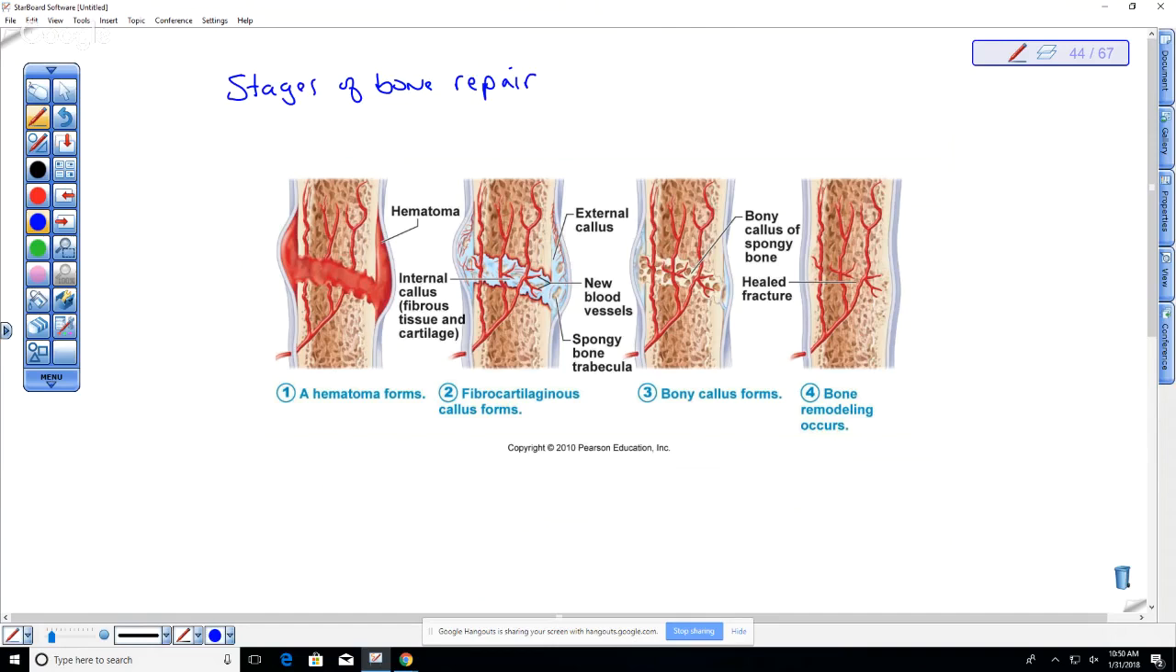Okay, so the first thing that happens is you get a hematoma. So this is a blood clot. And this actually causes the cells in that area to die. So the bone cells start to die.